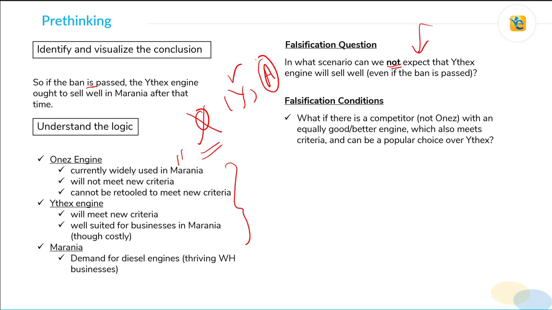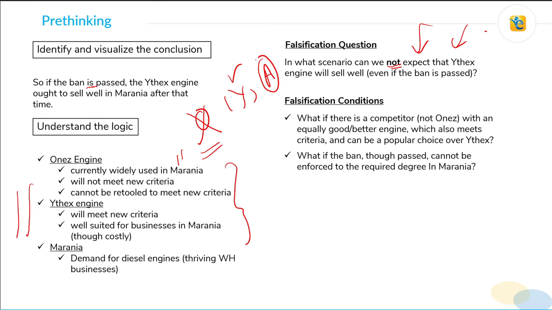Because your entire logic of why Ythex will do well was based on the fact that the current main player, that is 1Z, is going to go out. Or in other words, the aspect here was the lack of competition. So if indeed there is strong competition, you cannot expect this to happen. So this is one falsification condition.